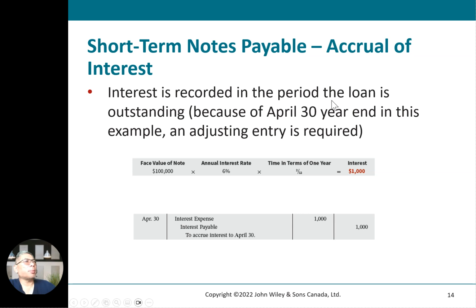Interest is recorded in the period the loan is outstanding, so in this example adjusting interest is required. Example: face value of the note 100,000 times interest rate 6% times 1/12 of a year is 500 per month. The booking will be April 30th: interest expense debit, interest payable credit, to record interest to April 30th.